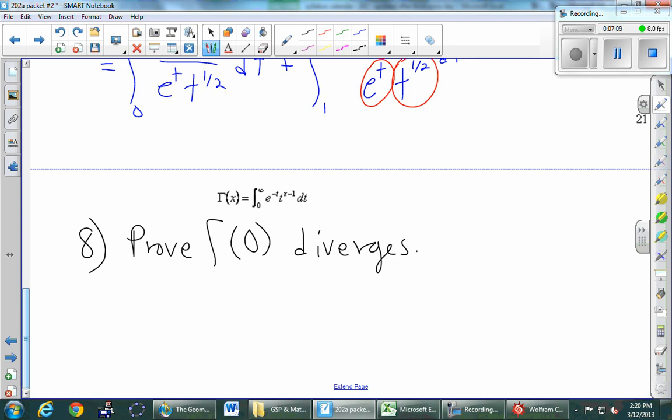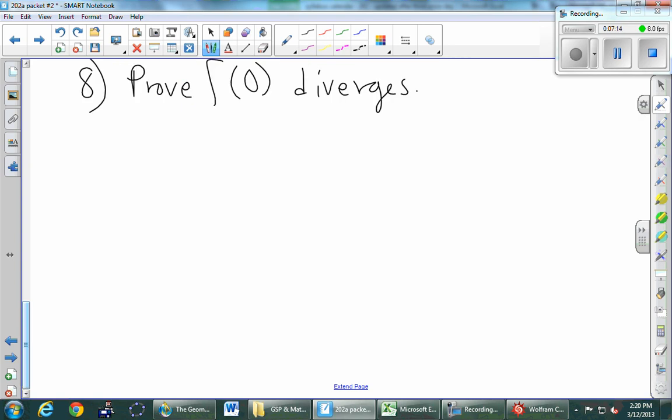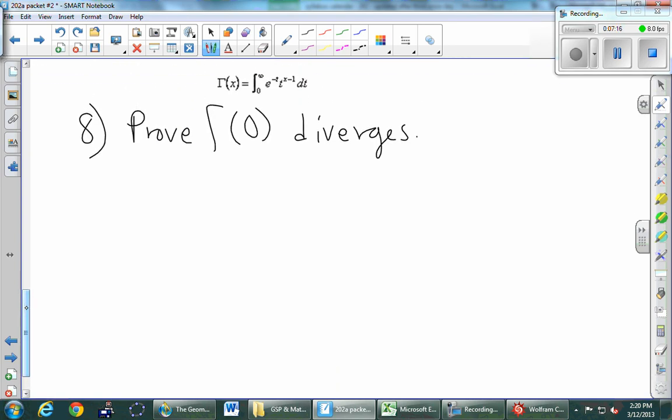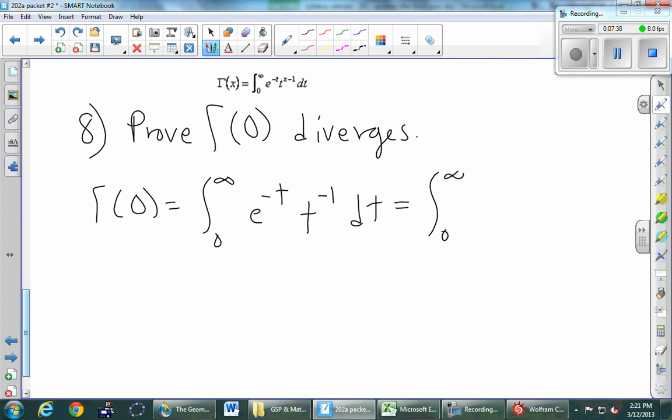The hint in the project says do the same thing as before. Split it up into two different integrals. So that part's easy enough to do. We'll go ahead and first write what gamma of 0 is. Instead of the x, we'll put a 0. So this becomes integral 0 to infinity, e to the minus t, t to the -1 because x is 0. And again, I don't know what I'm looking at with these negative powers, so I'm going to put them both in the basement.